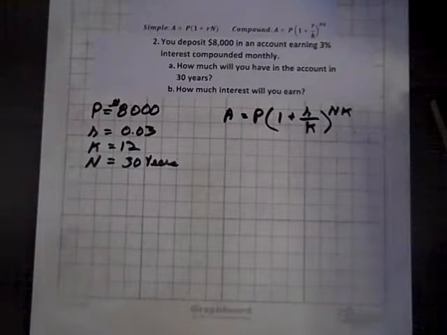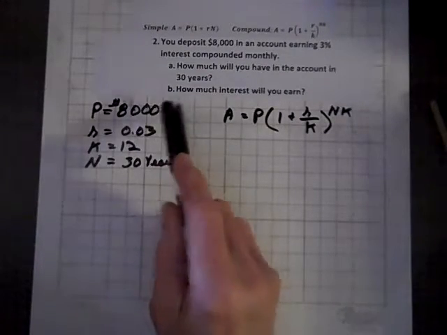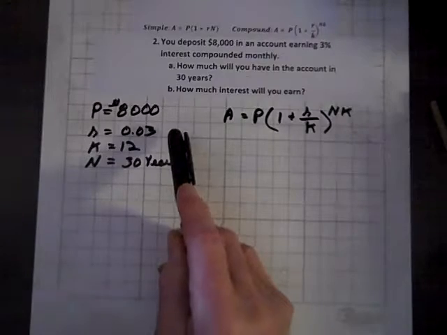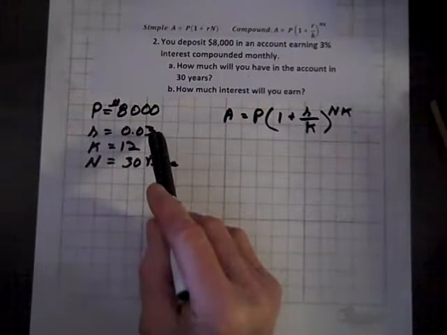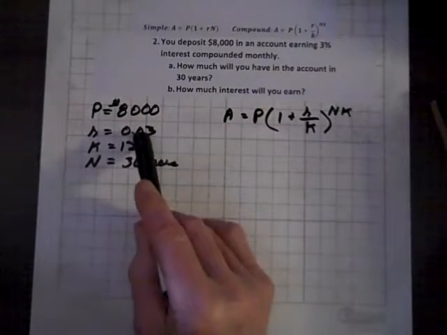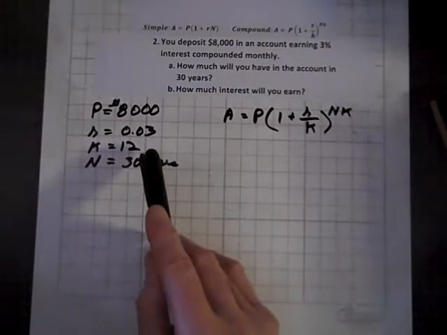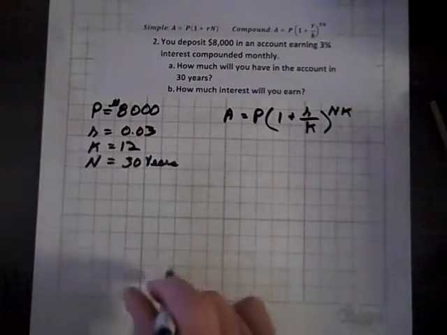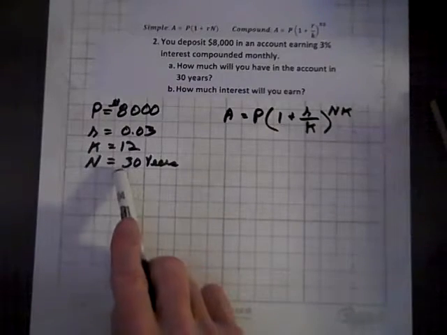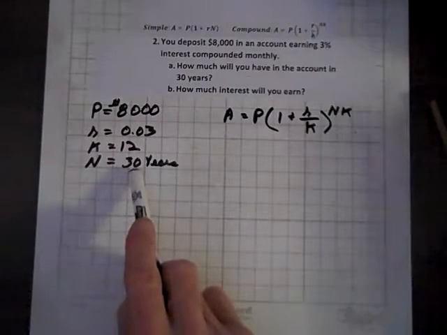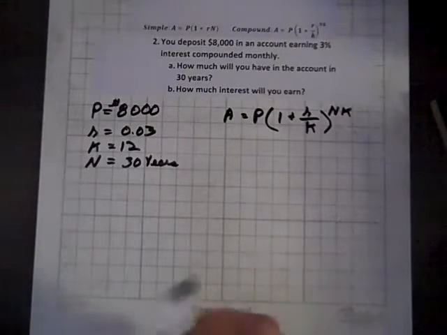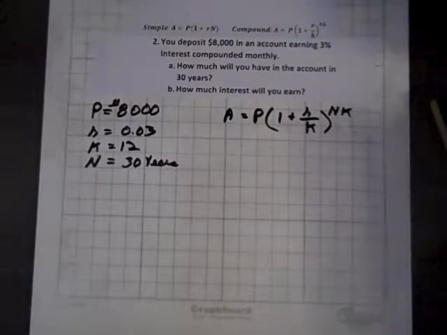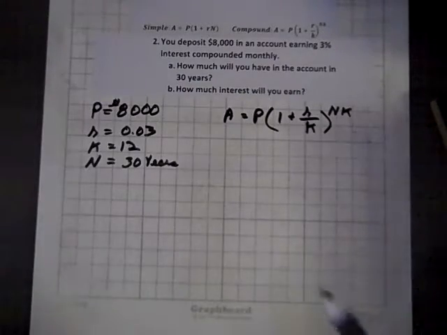So in this case, the principal is 8,000. We put that in the account. And the rate is 3%, 0.03. It's compounded monthly, so we have 12 compoundings per year. And the length of time is 30 years. So now the question is, well, how much do we have at the end of 30 years?